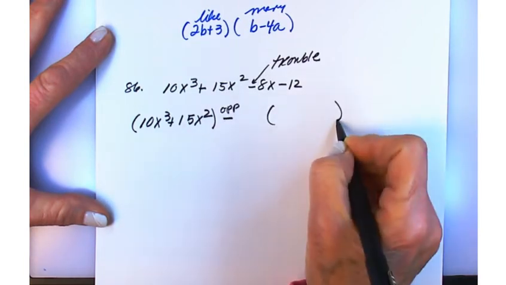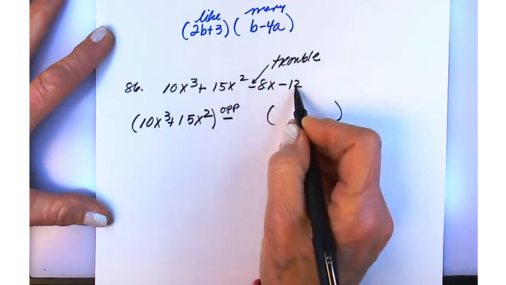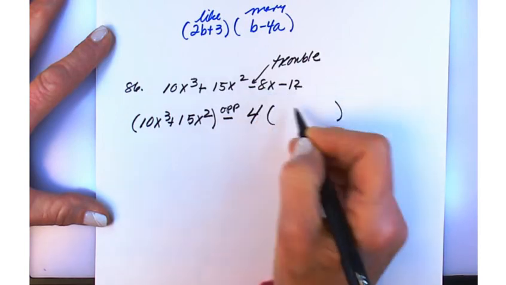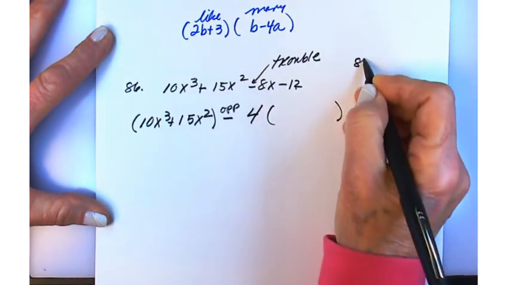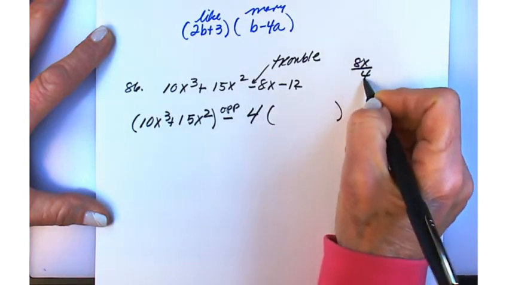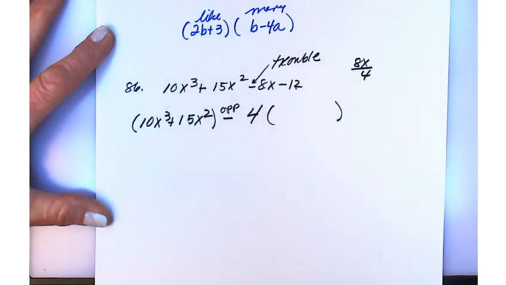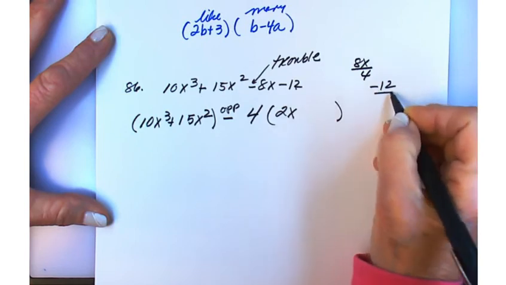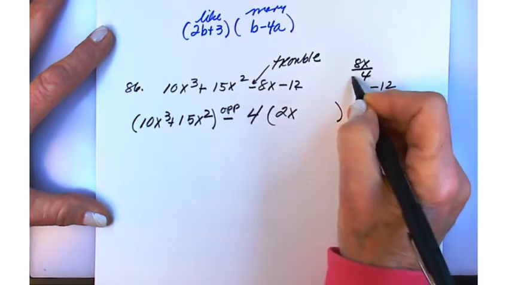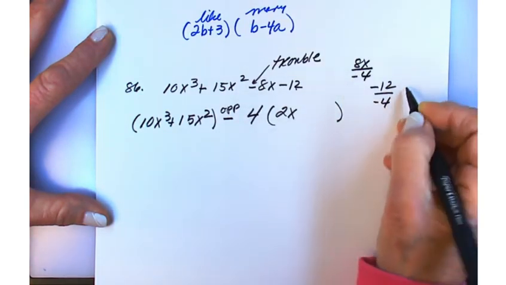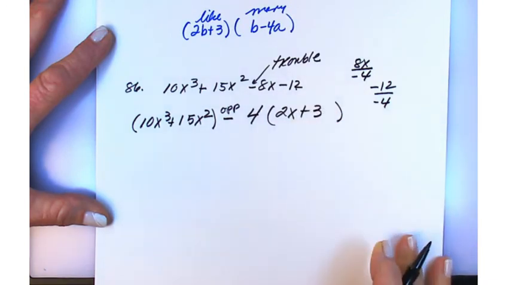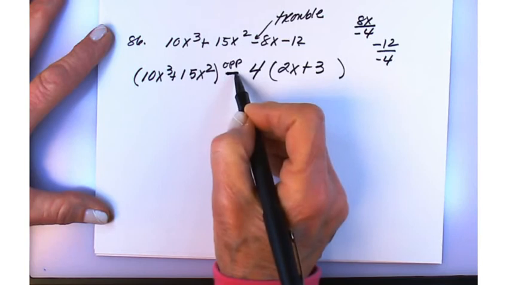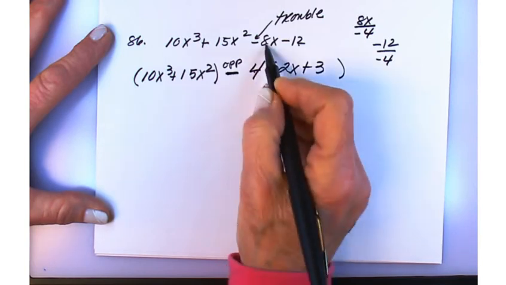The number that divides 8 and 12 evenly is 4. That's all I have. I don't have an x. So 8x over 4 gives me 2x, and minus 12 over 4, it's actually minus 4, I should be perfectly correct on that, is positive 3, okay? So we had to have that minus sign. Minus times a positive, minus times a positive.